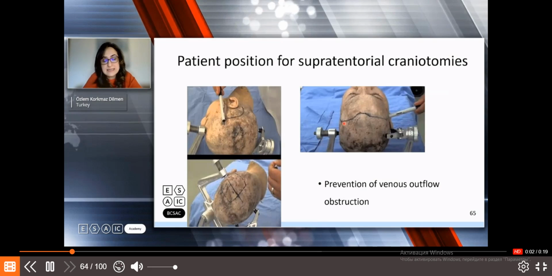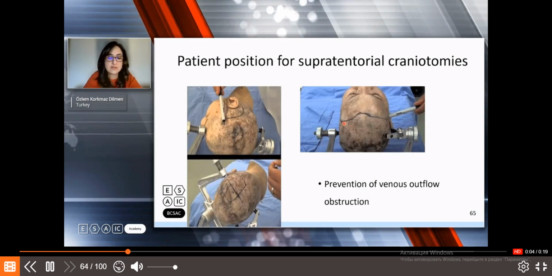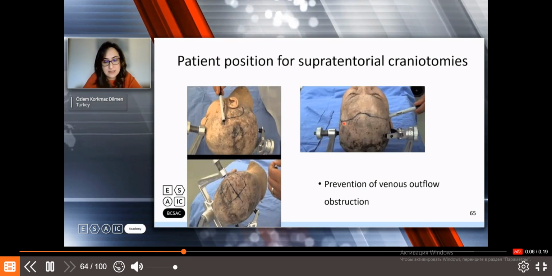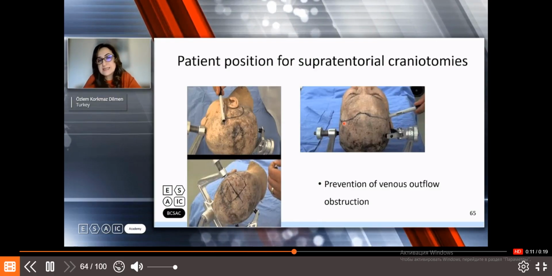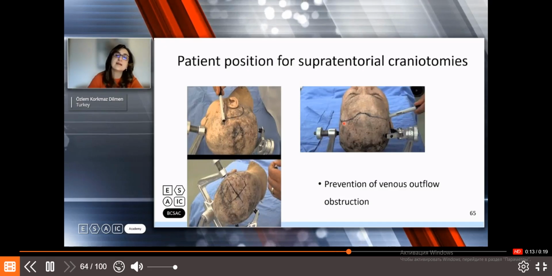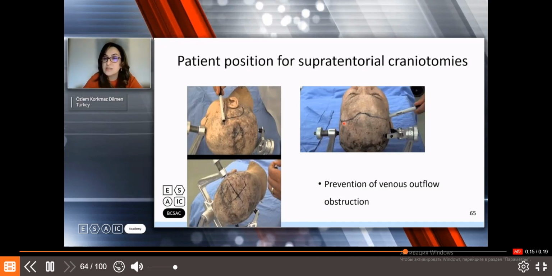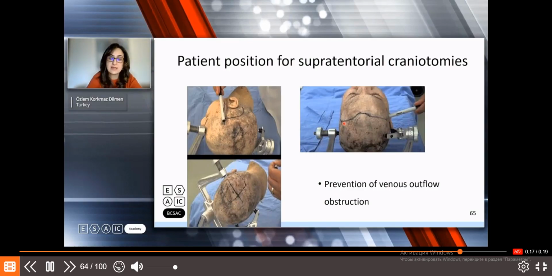And supine, lateral, and prone positions are used in supratentorial craniotomies. Over-rotation, flexion, and extension of the neck can cause venous outflow obstruction and a rise in intracranial pressure.